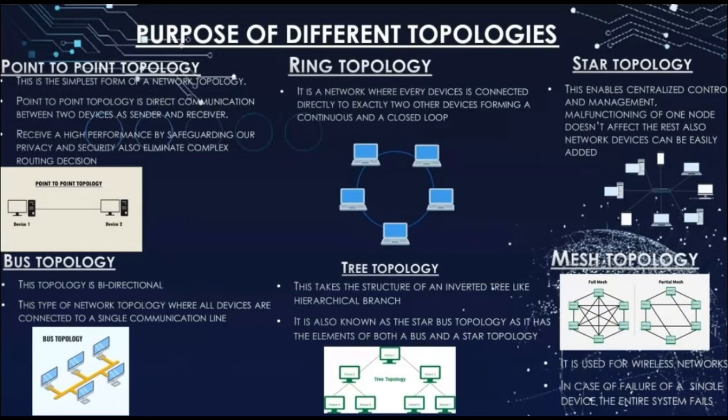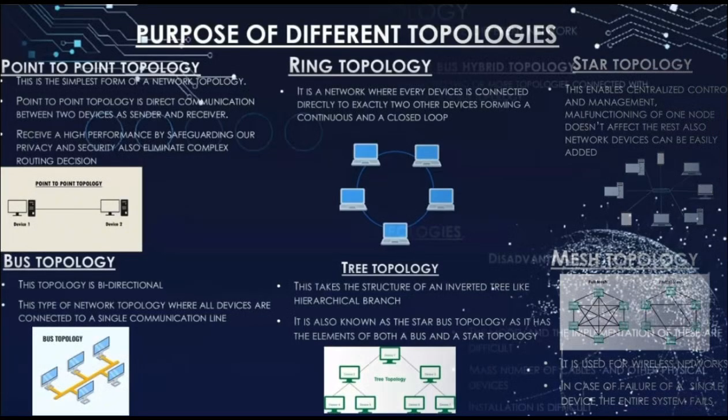Bus topology is a bidirectional topology. This is a type of network topology where all devices are connected to a single communication line. Tree topology takes the structure of an inverted tree-like hierarchical branch. It is also known as the star bus topology as it has the elements of both a bus and a star topology. Mesh topology is used for wireless networks. In case of a failure of a single device, the entire system fails.